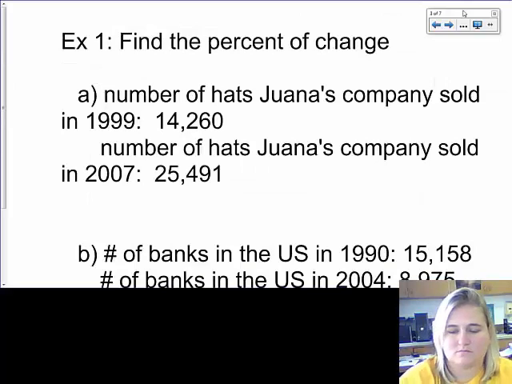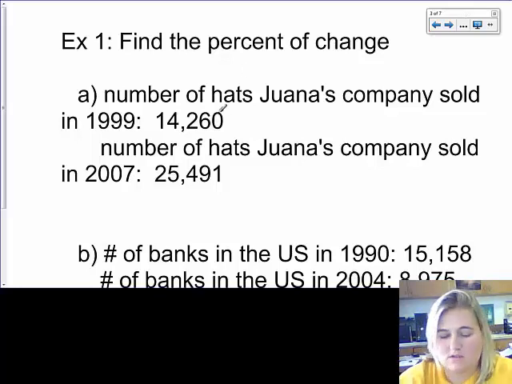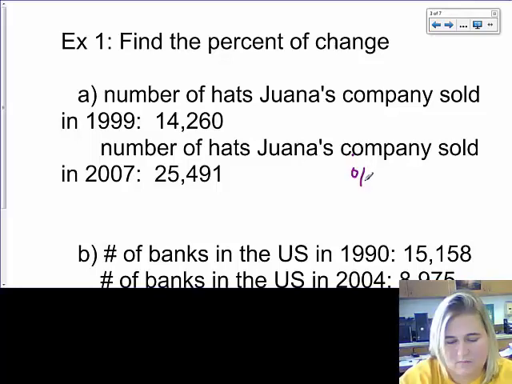Example 1 says find the percent of change. On A, the number of hats Juana's company sold in 1999 was 14,260. The number of hats sold in 2007 was 25,491. So what we're going to make is our percent actual table.